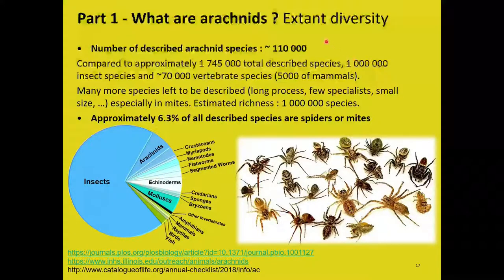Now for some diversity, some numbers. We know of about 2 million species which are described, known by science, and more than 100,000 of them are arachnids, compared to 70,000 vertebrate species, including mammals and fish, reptiles, amphibians, all this stuff. So it's an incredible diversity. It's understandable because most arachnids are very small, like mites and most spiders. And it is estimated that there are actually 1 million species of arachnids, but we don't know about that yet. So it means that about 6% of all described species are spiders or mites, as you can see here.